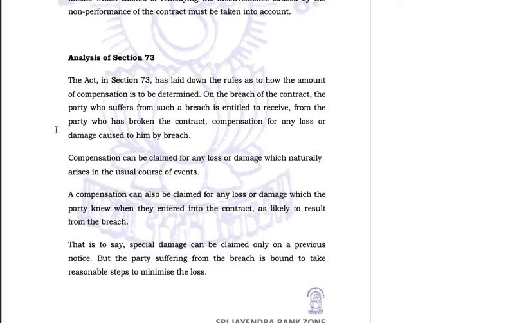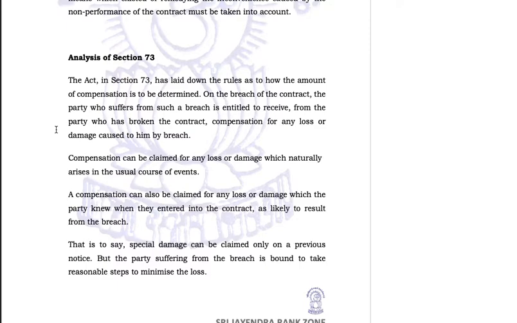The Act in Section 73 has laid down the rules as to how the amount of compensation is to be determined. Now Act says how. Act also tells court how to determine the compensation. Definitely, it is court who is going to determine the compensation. But how will court determine the compensation? Court will take its guidance from the Act, Section 73 of the Act.